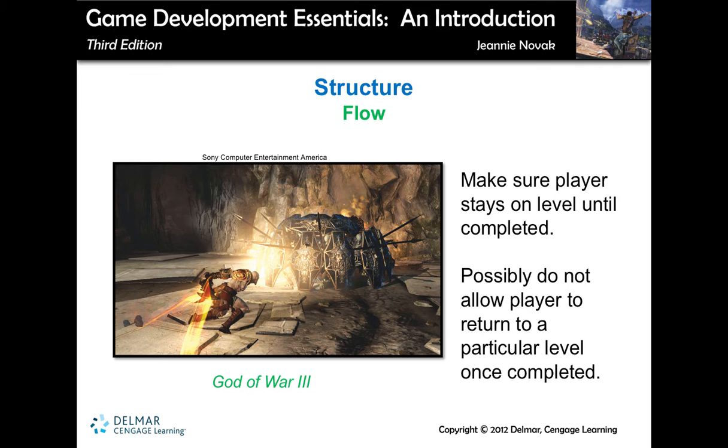Sometimes you can not let your player return to a level. Some games your players can go back and play levels again, but other games, once you've gotten past the level, you can't go back. So that's something that you need to decide in your game. Do you want the player to be able to go back and repeat a level? Or once they're done with the level, do you want that to be closed off to them? In which case, you really have to make sure that they've done everything they need to do in order to move on to the next level so that they don't miss some important aspect of that level before moving on.